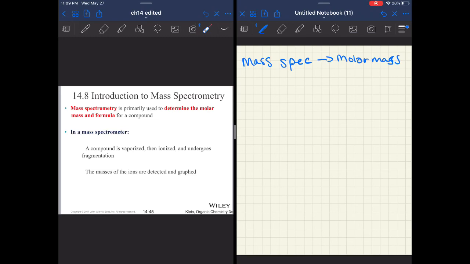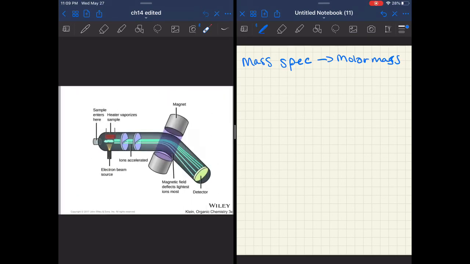Now, the experiment itself has some key parts. Your compound needs to be vaporized, ionized, and it will undergo fragmentation. Those fragments will then be detected, and the results will be graphed. Now, this is a very simple diagram of the mass spec experiment, and there's variations. There are different types of mass spec instruments out there, but this gives you a basic idea.